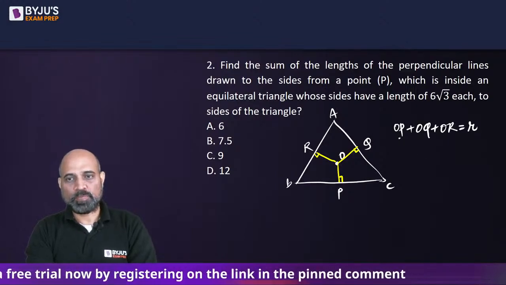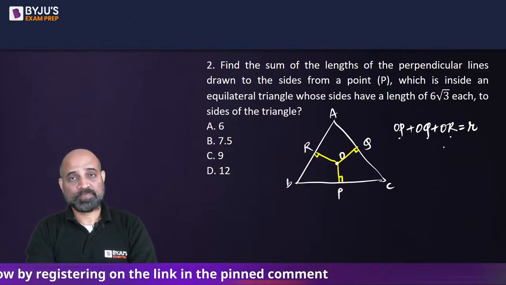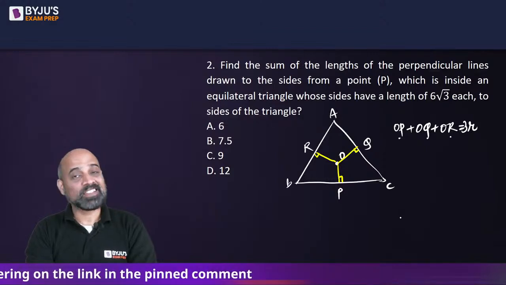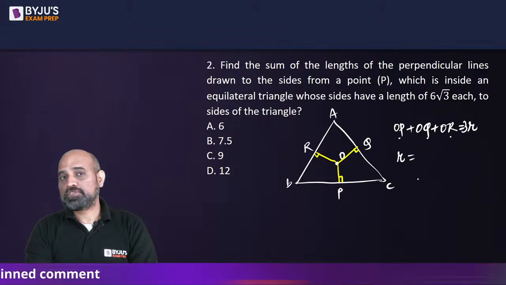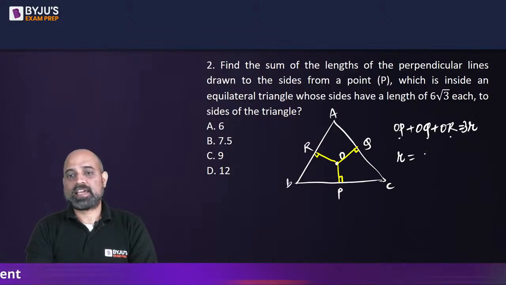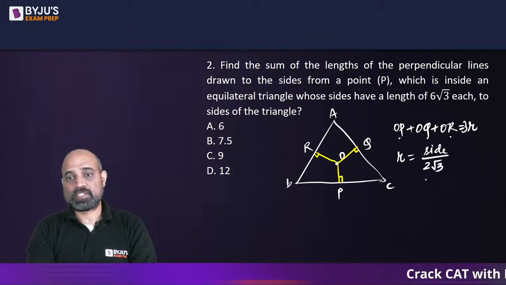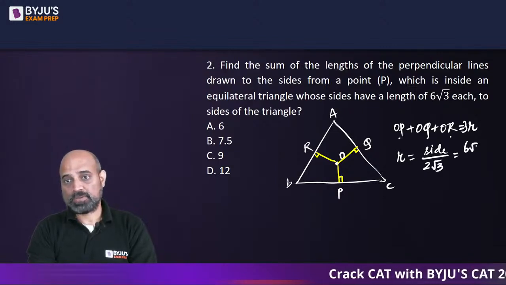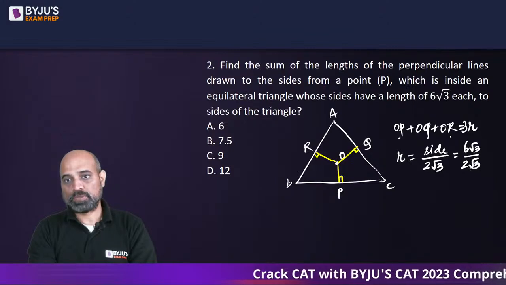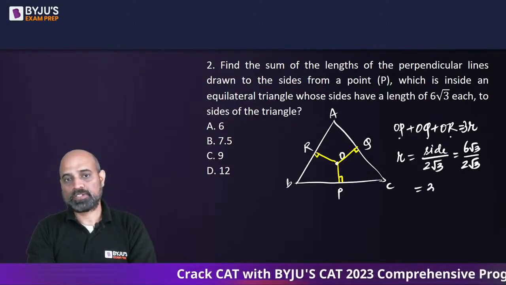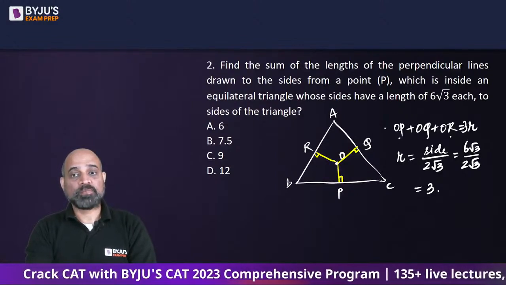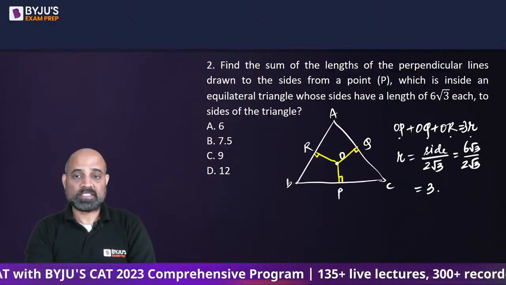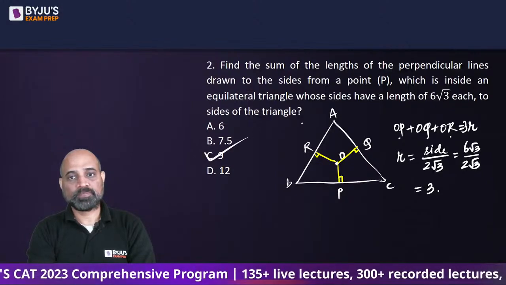And we know that OP, OQ, OR are going to be the same, so it will result in 3R. Now, the inradius of an equilateral triangle is given as side upon 2 root 3. The side is given to us as 6 root 3, so 6 root 3 upon 2 root 3, and if you solve this, you will get 3. So we have got the sum of the lengths of those perpendiculars as 3R. So the answer is going to be 9.